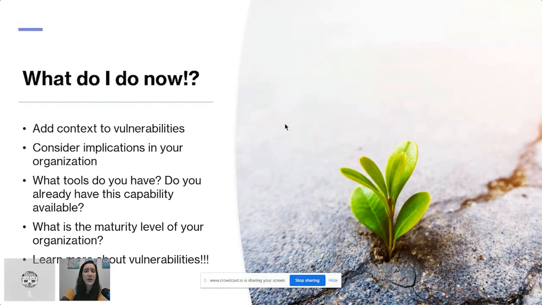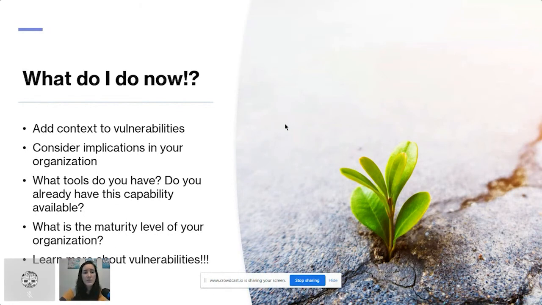And of course, what tools do you have? Do you already have this capability available? There are some tools out there, like I know Tenable VPR, their vulnerability priority rating, can be used to help give heat maps and help you understand a bit more about risk in your environment. And there are some other tools out there that are doing that as well.